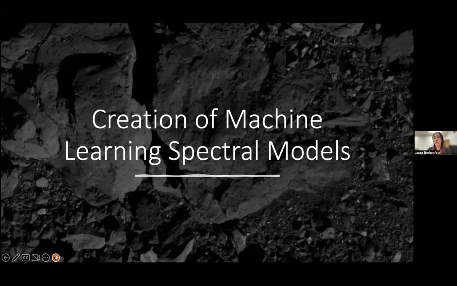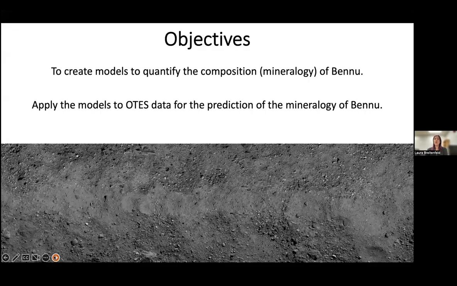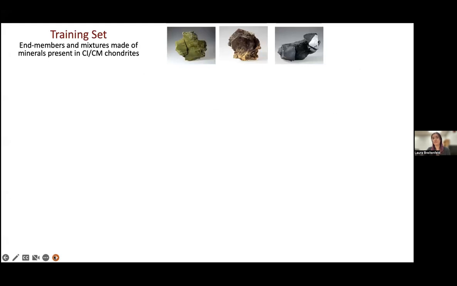Now I'm going to transition to talking to you about the creation of the training set and machine learning models. The objectives of this work were to create models to quantify the composition, specifically the mineralogy of this asteroid Bennu, and then apply these models to individual OTES spectra for the prediction of the mineralogy of this asteroid.